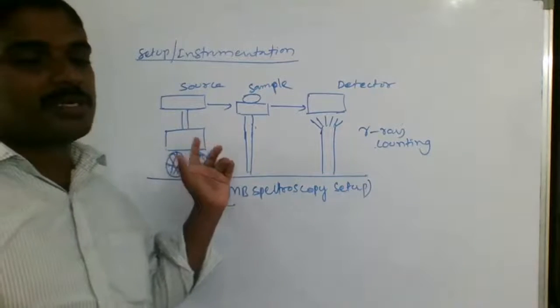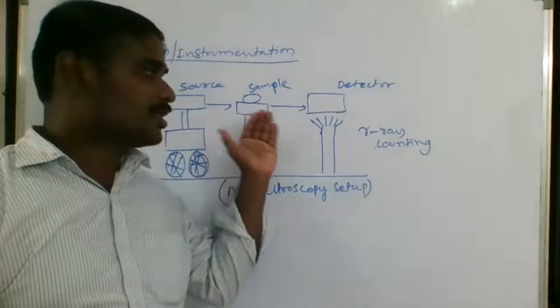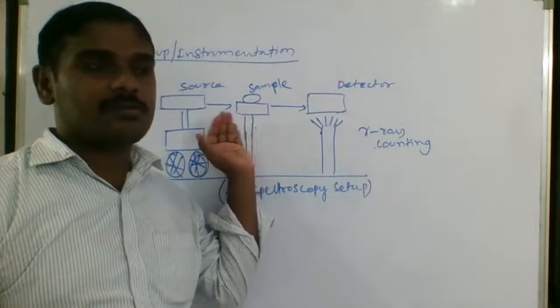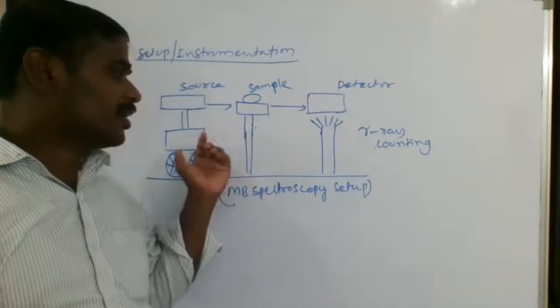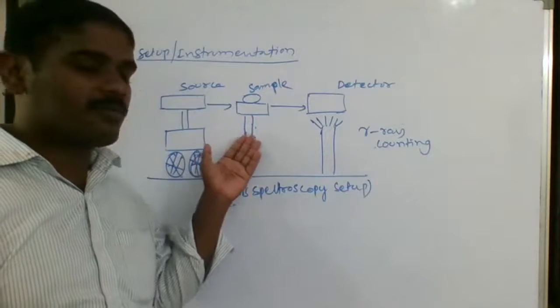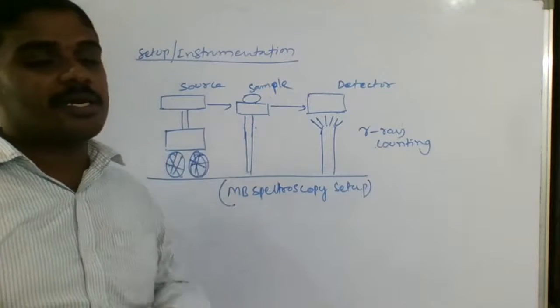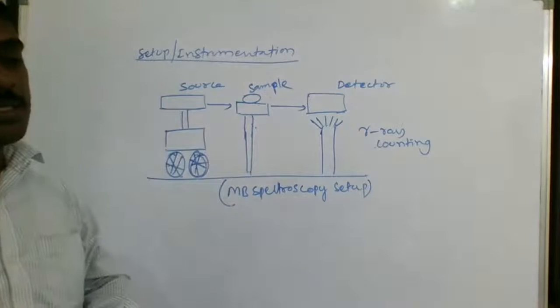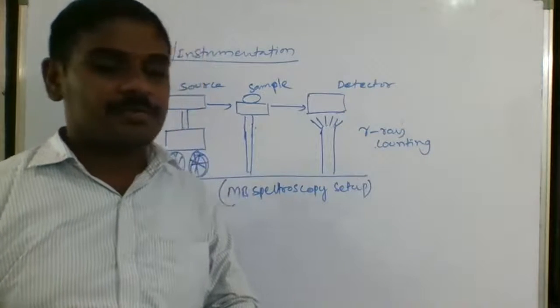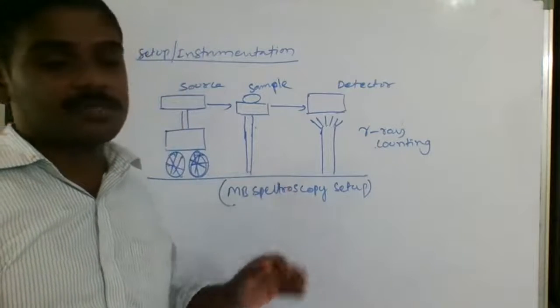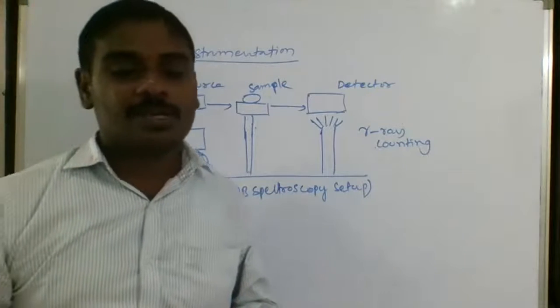So here, what happens? Here the source is moving towards the sample, in the forward direction, which is indicated by the plus sign, and here the source is moving away from the sample, which is denoted by the minus sign. So we have some gamma ray count values. Mainly, this is a Mossbauer spectrum setup.